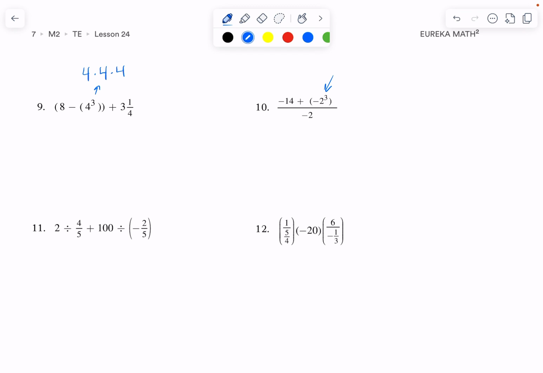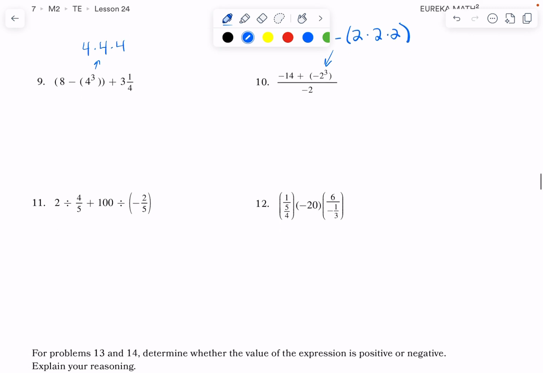So that negative sign is not going to be affected by that exponent. So the expanded version of this is going to be negative 2 times 2 times 2. That's going to be the expanded version of that.